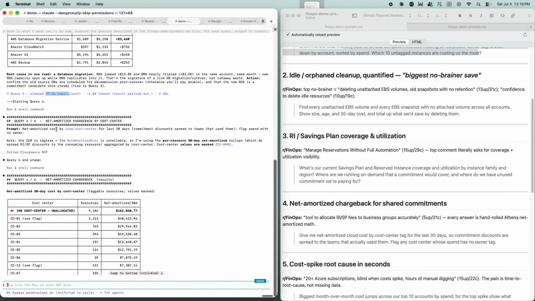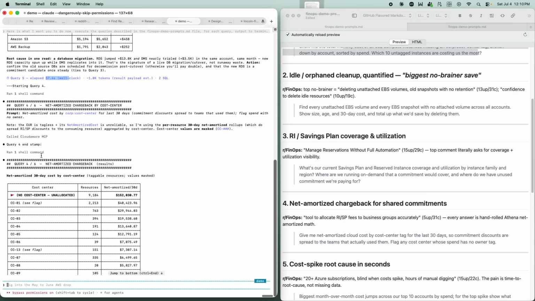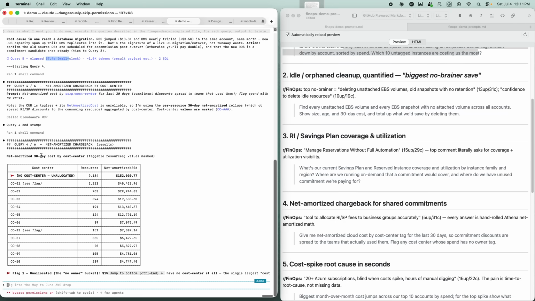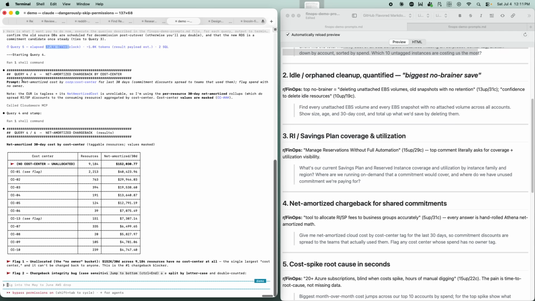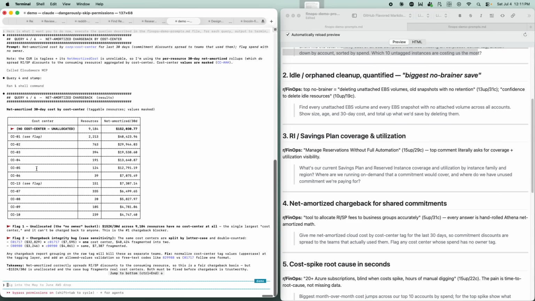Net amortized cost by Corp Cost Center for last 30 days. Commitment discount spread to teams that use them. Flag spend with no owner. Okay, so here we are. It split query number 4 into a couple of sections here. First of all, here are my cost centers, here are the resources, and here is the amortized, and you can see there is a huge chunk here that is not allocated.